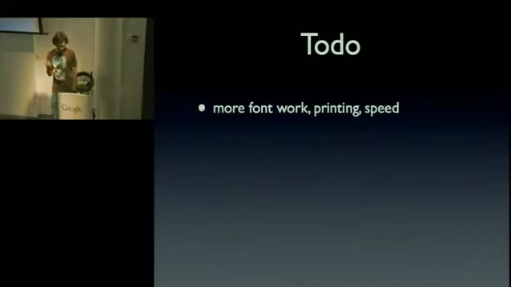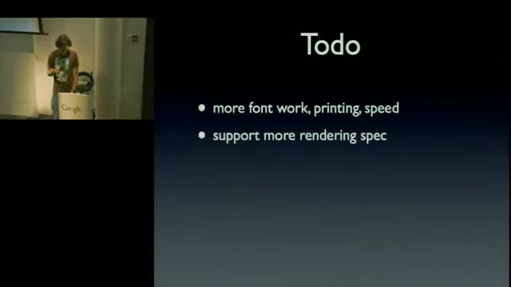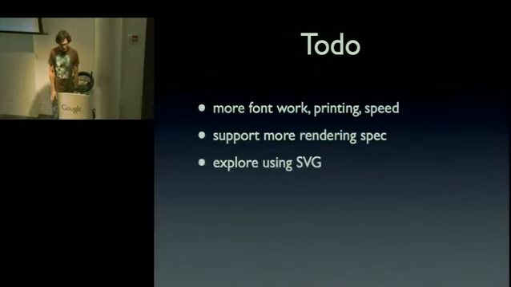So here's the list of to-dos that came up. As you see, there's more font work. We've got to figure out printing speed. We've got to support more of the rendering spec. What we have actually allows us to cover a lot of PDF documents, but there are a lot of edge cases, like you can have PostScript embedded as some functions in PDF and some weird shading, and they all have to get implemented. Also, we might want to explore SVG.